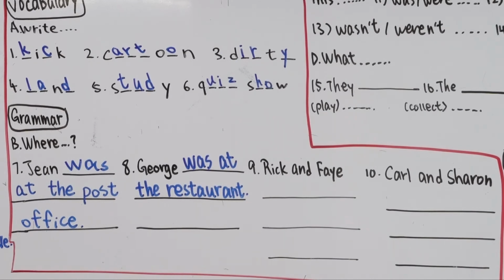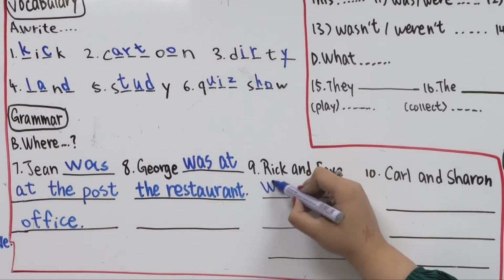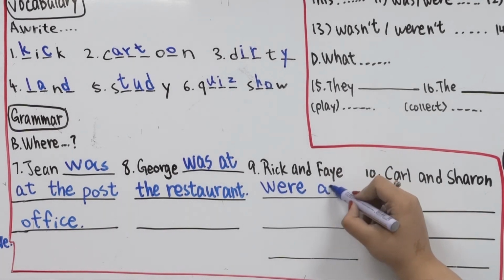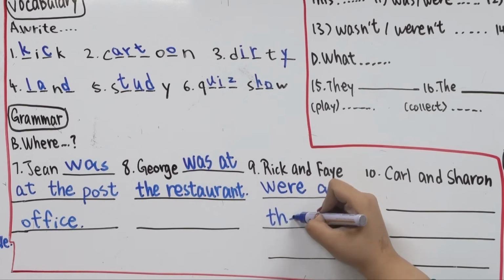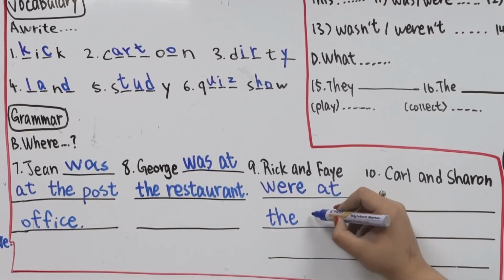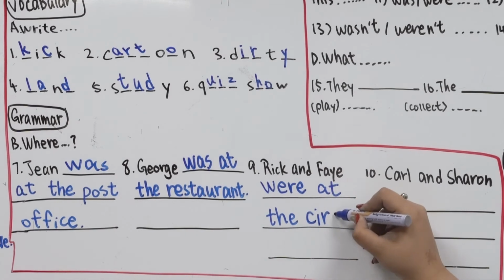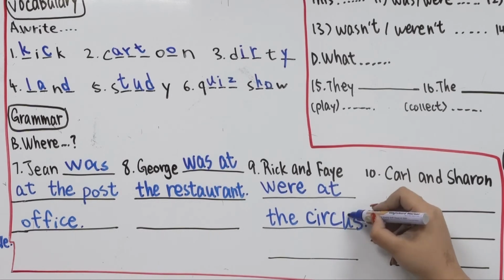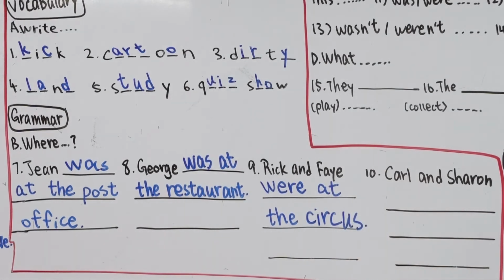Number 9, Rick and Faye. So these are 2 persons, right? So do we write was or were? Of course, were. Where were they? At a place where you can see lots of clowns. Clown shows, that's a circus, right? There is a hint in the picture, writing circus. Remember the spelling is C-I-R-C-U-S, circus.